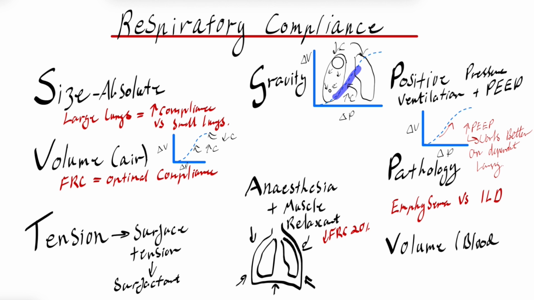The last V is for volume of blood or fluid, and this is because venous congestion and pulmonary edema decrease the lung compliance as well.